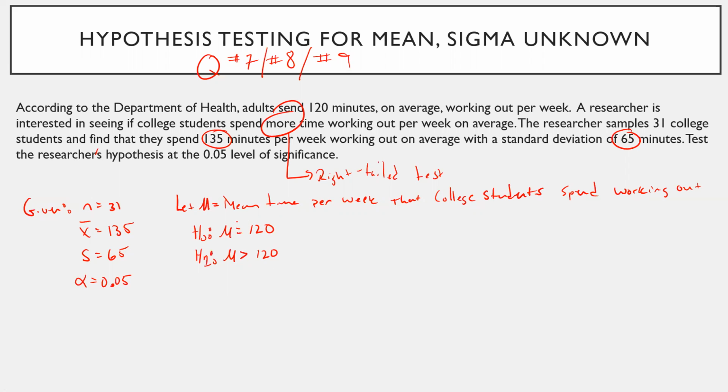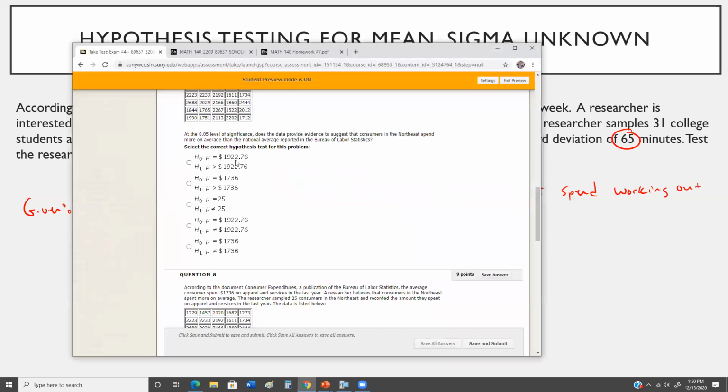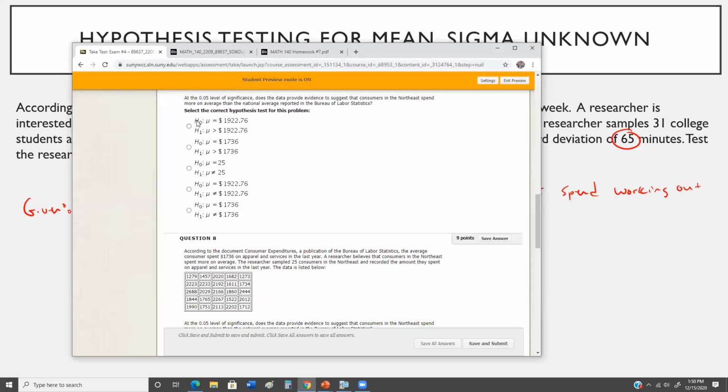So what you'll have to do on the exam is, there's going to be a bunch of different options here. You have to select the right one. That's what it comes down to. Make sure you notice it's a right-tailed test, but there are two different right-tailed options, so I'm going to try to trick you. You have to be very diligent there.